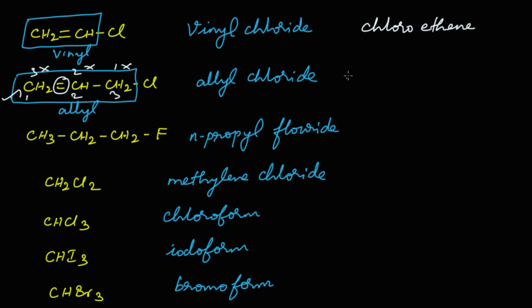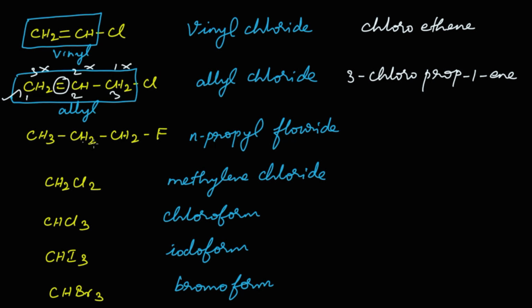Here 3 carbons are present, so prop, and double bond is there, propene. There is no confusion in that. To the third carbon, chlorine is attached. So we need to write the prefix 3-chloro, prop, because three carbons are there. To which carbon is the double bond present? To the first carbon. Prop-1-ene is the IUPAC name of allyl chloride. That is 3-chloroprop-1-ene.